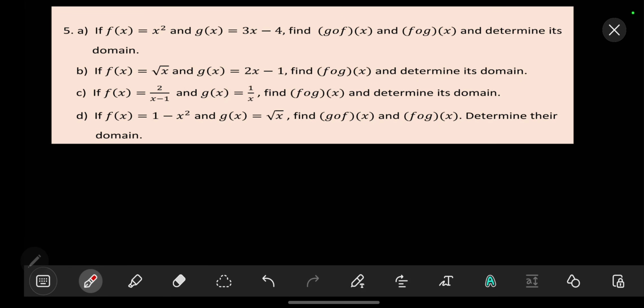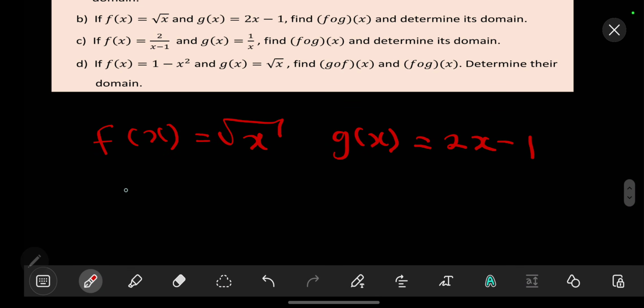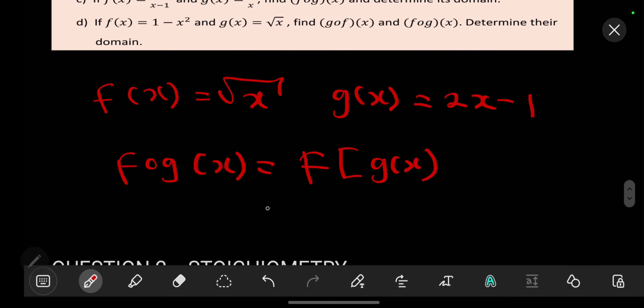So when we look at our b, if f of x is equal to the square root of x, and our g of x is equal to 2x minus 1. So what we have is that find f of g of x and determine its domain. So we are going to have our f of g of x. This means write the function of f, where there is x, put your g of x.